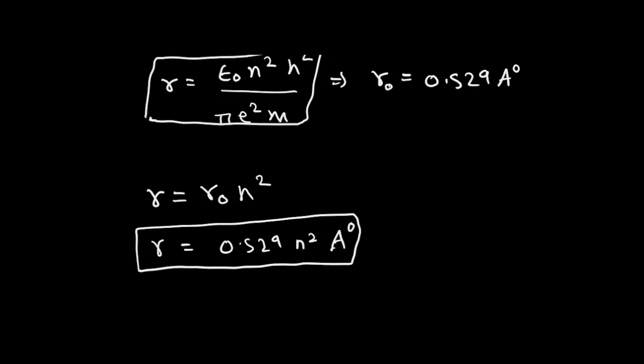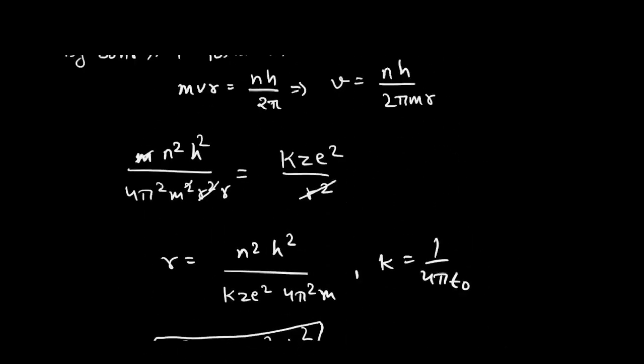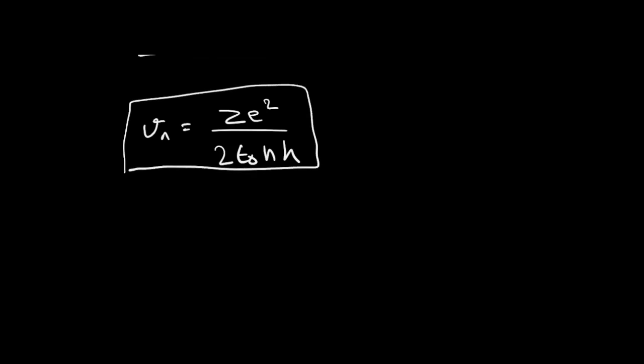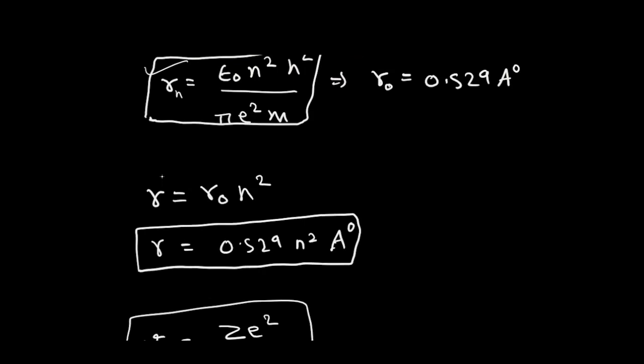Now to calculate the velocity, we will substitute this value of r, or you can say rn, in the formula v equals nh upon 2 pi mr. We will get vn equals ze square divided by 2 epsilon naught nh. If again z is 1, then vn will be e square by 2 epsilon naught nh. Well, the most important formula is this radius.